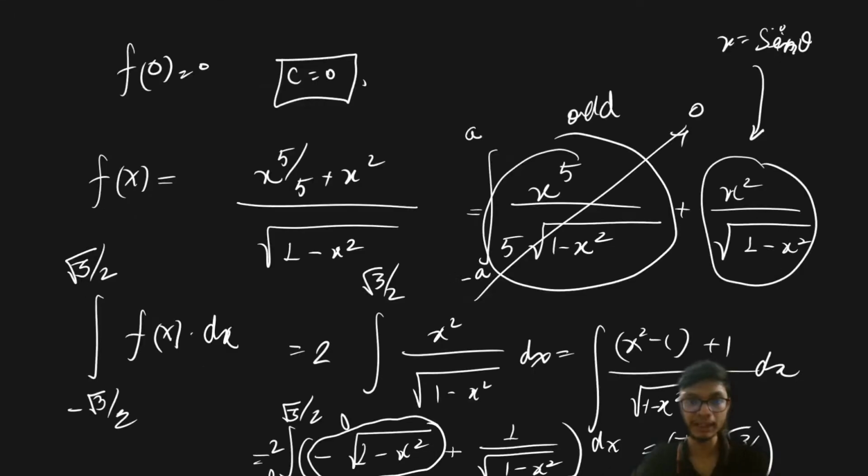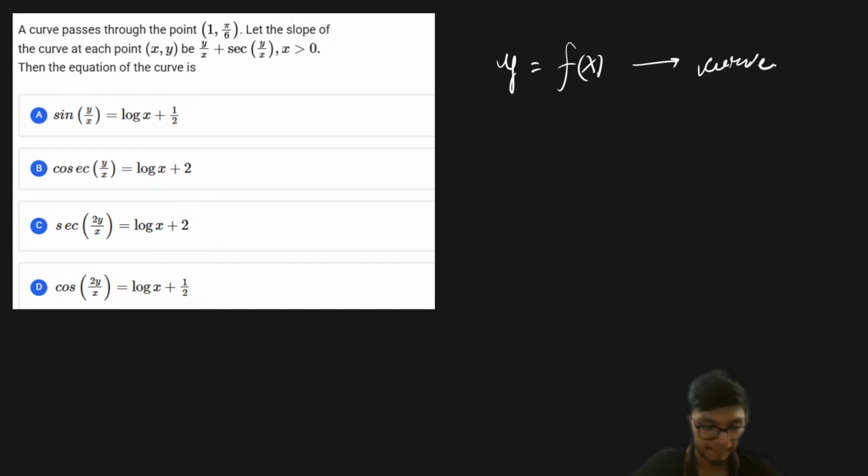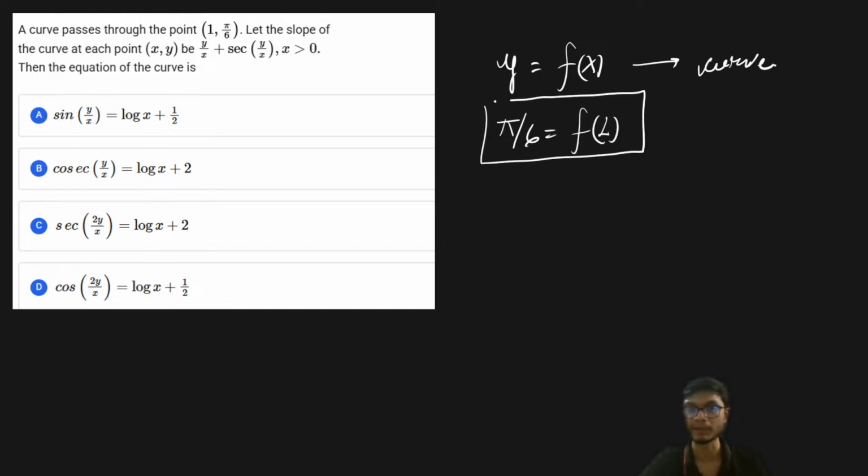Great. So let's move to the next problem then. The next problem is a question from your application of derivatives. If you look at this problem over here, the problem is saying that the curve is passing through a point. So let us assume first of all the curve as y is equal to f of x. Okay, so y is equal to f of x be the curve over here, right? Now it is said that the curve passes through the point 1 comma pi by 6. Therefore, pi by 6 is equal to f of 1. So I get one condition from here.